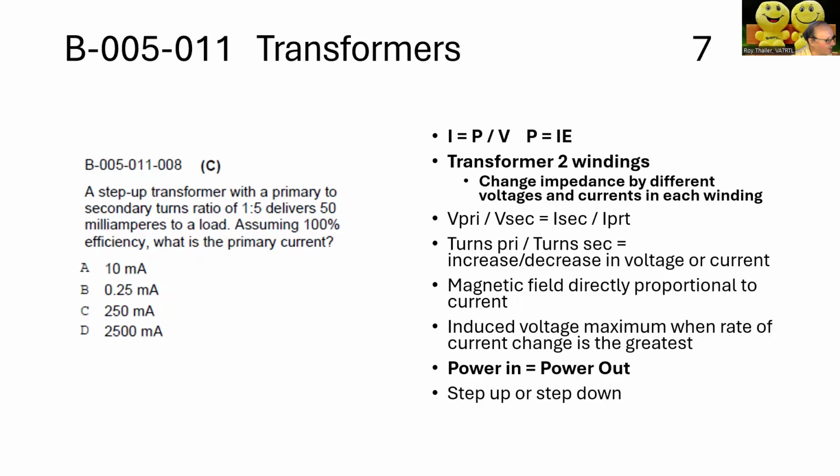A step-up transformer with a primary to secondary turns ratio of 1 to 5 delivers 50 milliamps to a load. Assuming 100% efficiency, what is the primary current? So what you're going to have to do here is increase it by 5. So that would be 250 milliamps. So C is the correct answer.